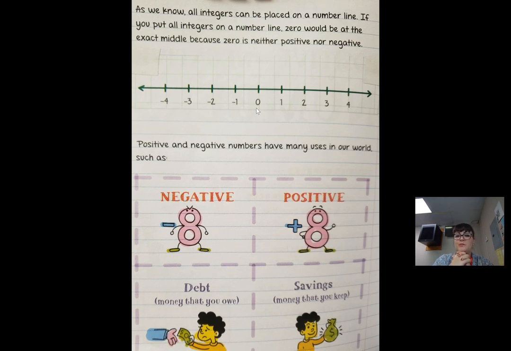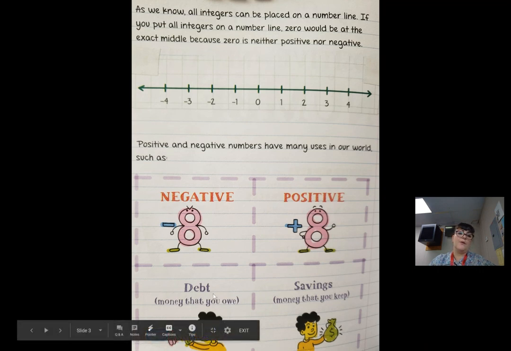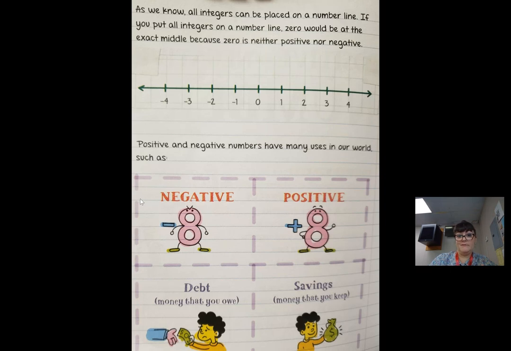Positive and negative numbers have many uses in our world, such as, so this page and the next page, all of the negative number examples are on the left, and the positive are on the right. So some of these things you might actually attribute the feelings of negative and positive with the number representations themselves. So let's not neglect that and use that to our use. So on the left, at negative, we have debt, money that you owe. I associate a negative feeling with that. I don't want to owe people.